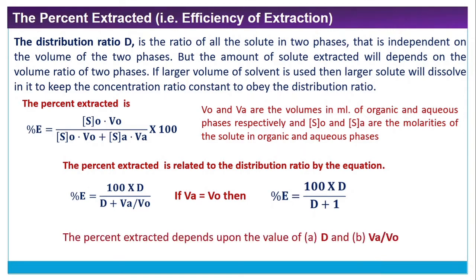Then the percentage of extraction is equal to 100 times the distribution ratio D divided by D plus 1. So the percentage extracted depends upon two values. The first one is D, the distribution ratio, and the second one is Va upon Vo, the ratio of the volume of the aqueous phase to the volume of the organic phase. In this way we can calculate the percentage of extraction, which is called the efficiency of extraction. So these formulas are important for problem solutions.